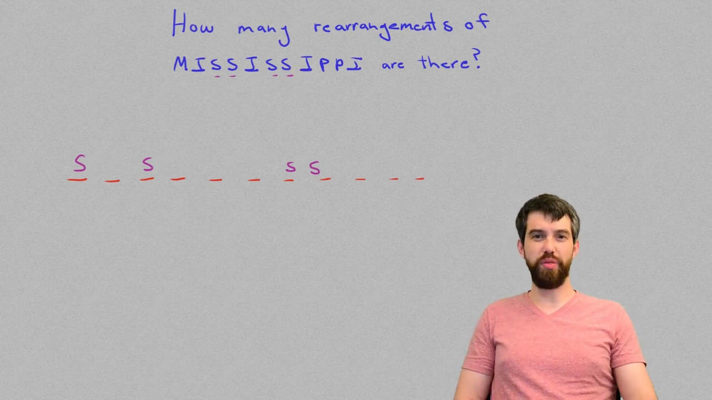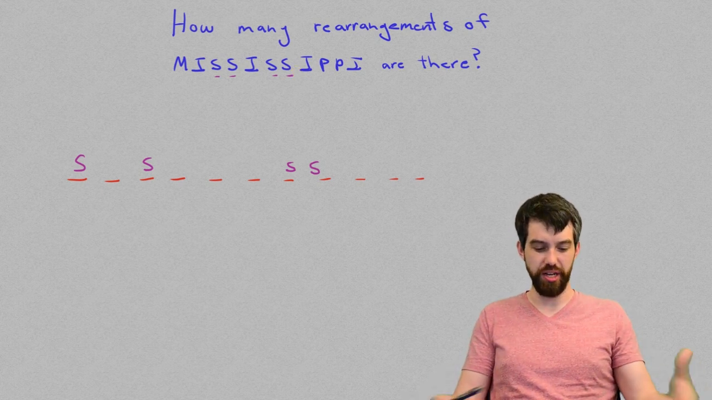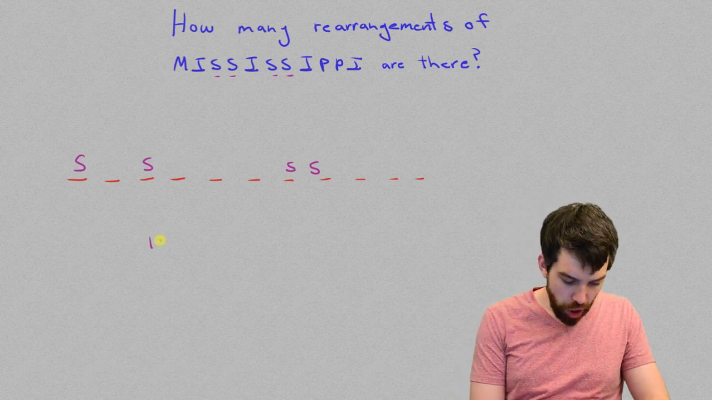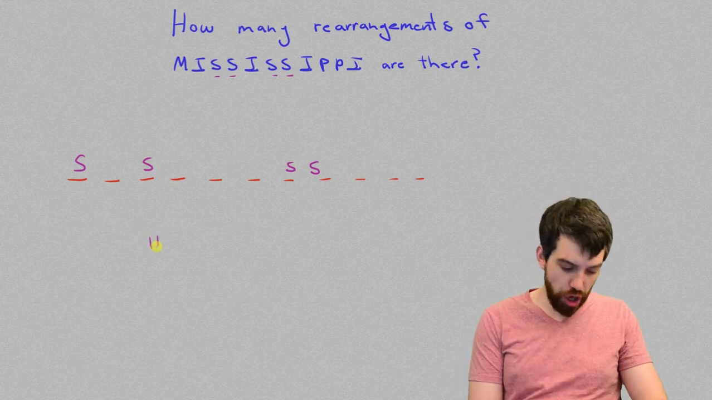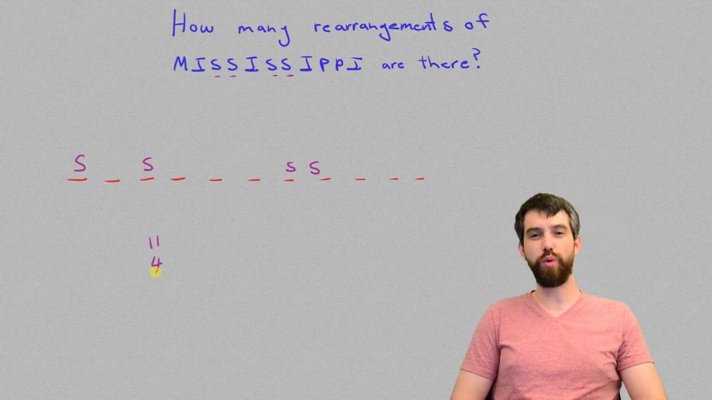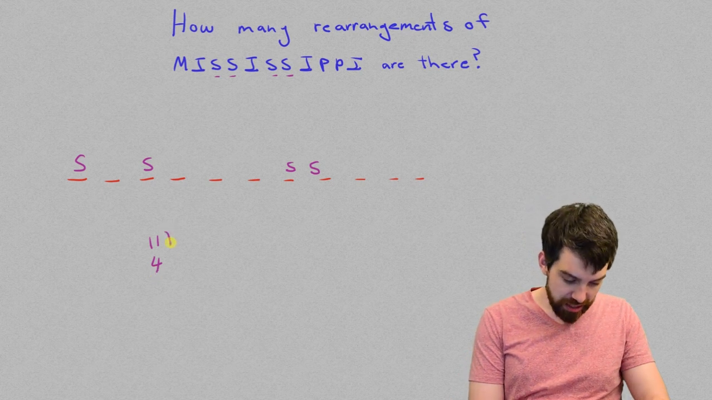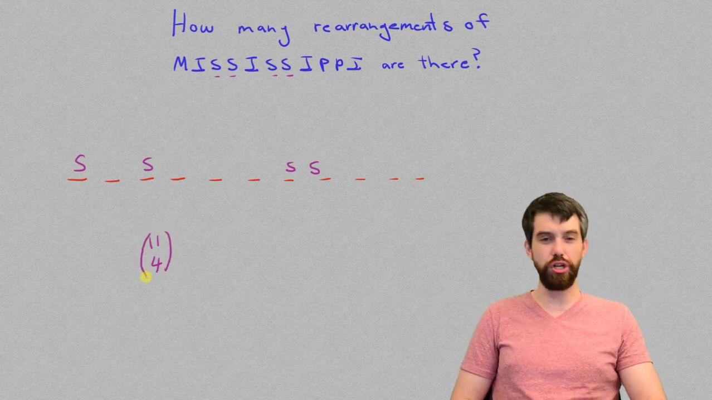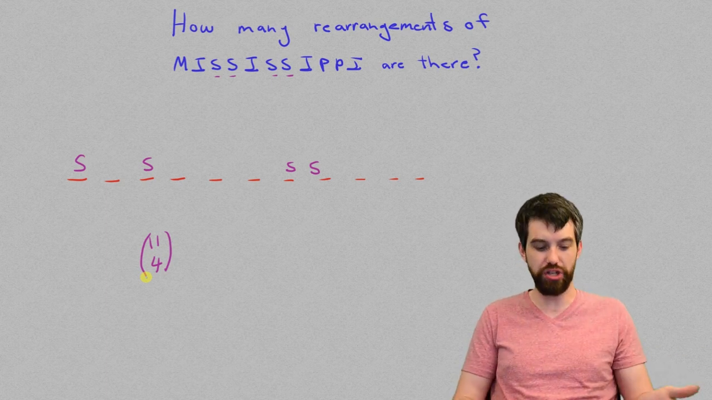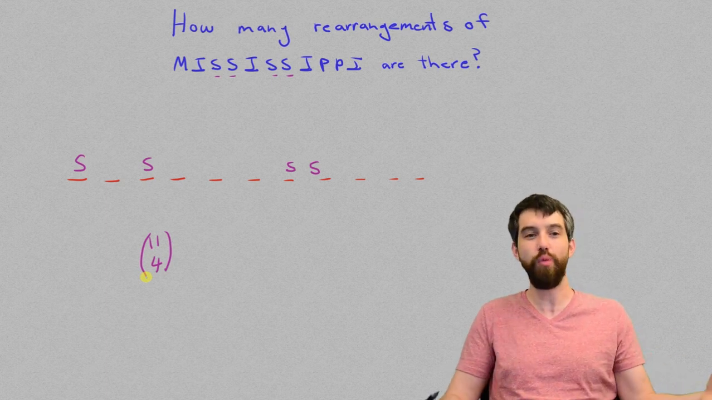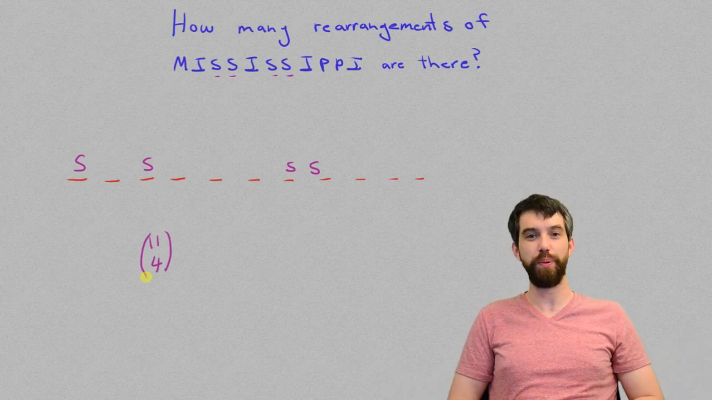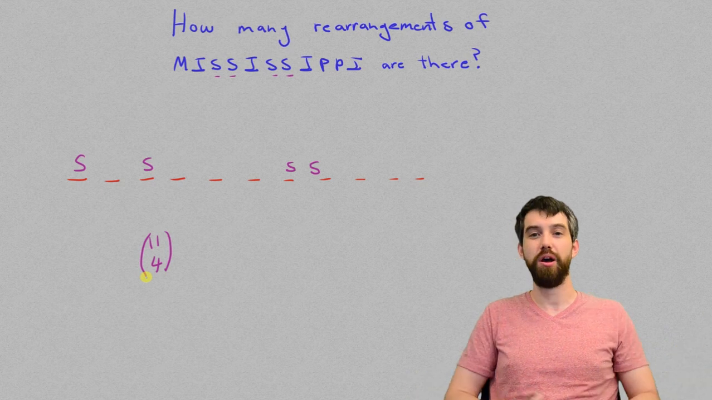So if I want to think about the number of ways I could choose where the S's were supposed to go, there's 11 total spots, and from the 11 spots I've chosen 4 of them, and that's where my S's are going to go. And this symbol that we have, this 11 choose 4, was our shorthand for the computation that told us how many ways I could choose 4 items from 11. In this case, 4 spots to put my S's from my 11 possible spots.